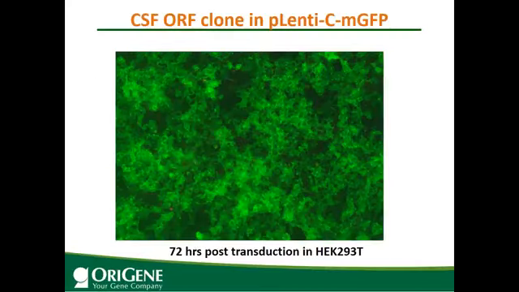So next I will show you some validation data. This is a CSF, colony stimulating factor, ORF clone in the GFP tagged vector. And the viral particles were packaged using Origin's packaging kit. You can see very high transduction efficiency, and you see strong, intense GFP expression showing the high gene expression too. The CSF is a transmembrane and secreted protein, and you can see it's in the right cellular localization, suggesting that the GFP-fused CSF is going to the right cellular compartment.